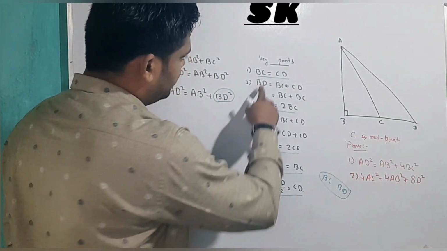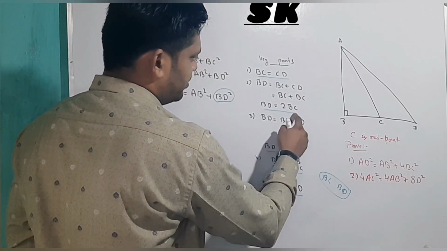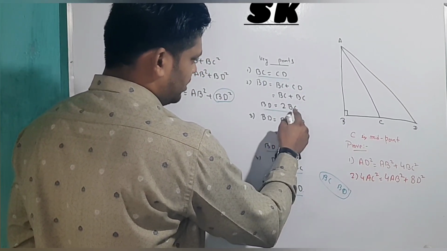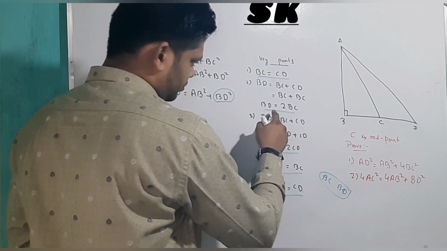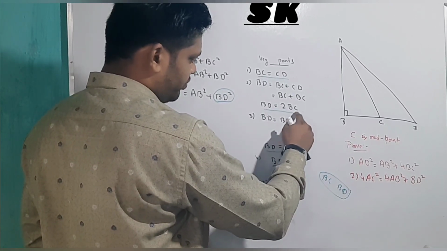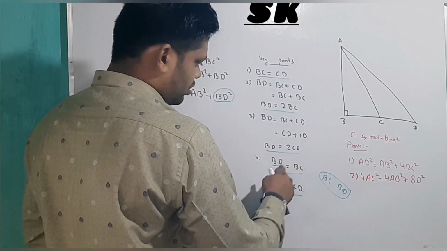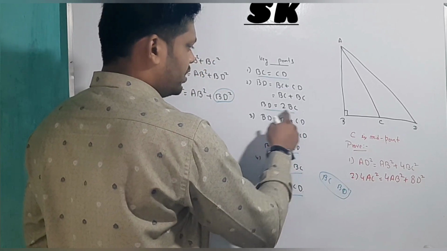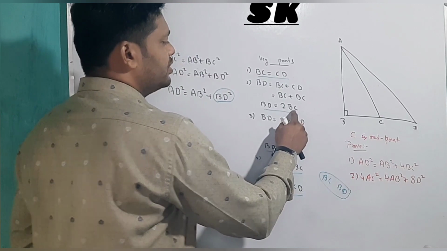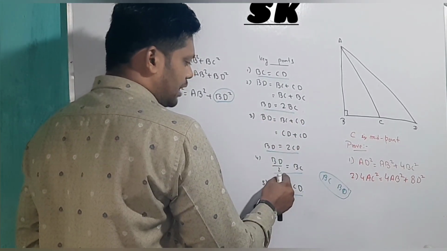BD and BC, no? Is there a BD and BC relation? Yes, there is. BC is equal to, we have written something here, BC is equal to BD by 2. We can use this one also, but it will complicate. Why? BC is equal to BD by 2, but we have already calculated it directly.